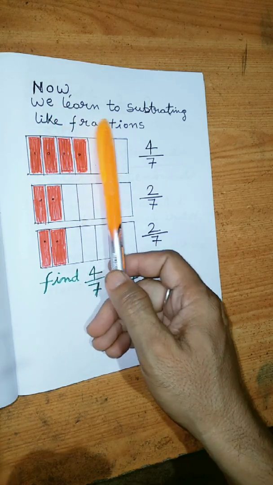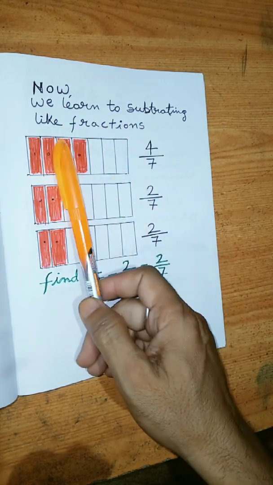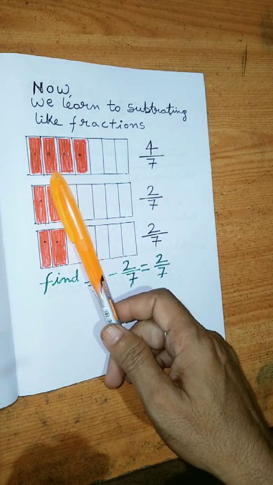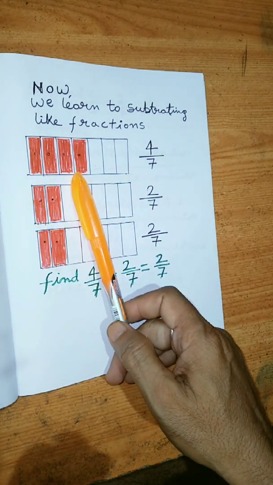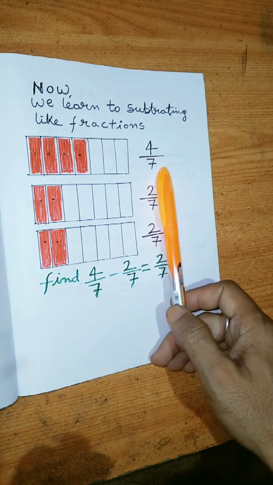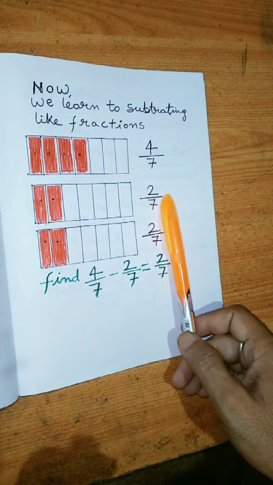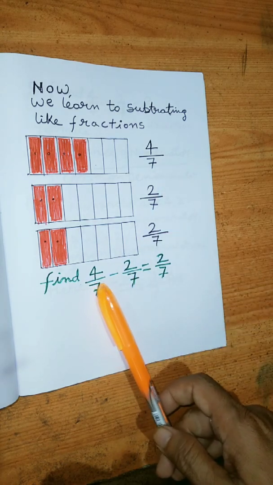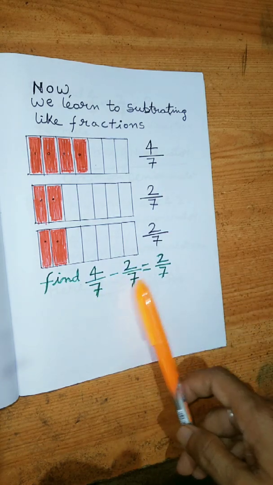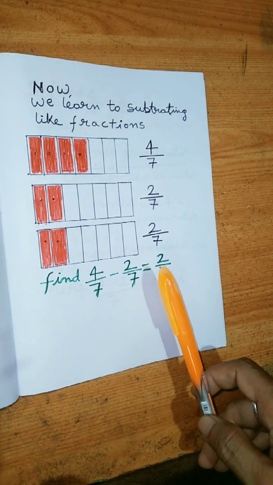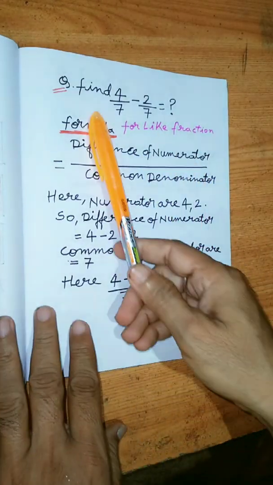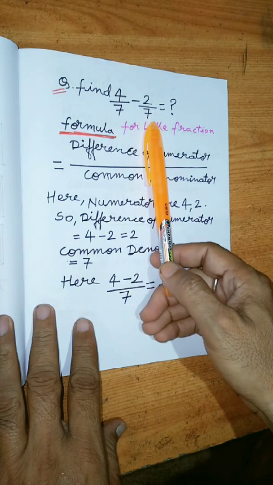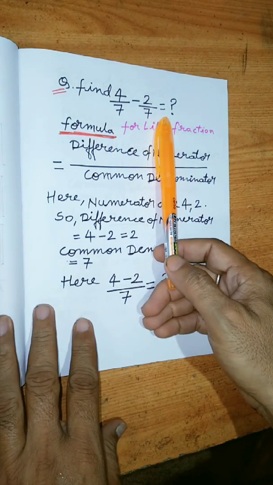Now we learn subtracting like fractions. Here four parts are colored, 4 by 7, and 2 parts are colored, 2 by 7. Subtract: 4 by 7 minus 2 by 7 is equal to 2 by 7. Find 4 by 7 minus 2 by 7 is equal to what?